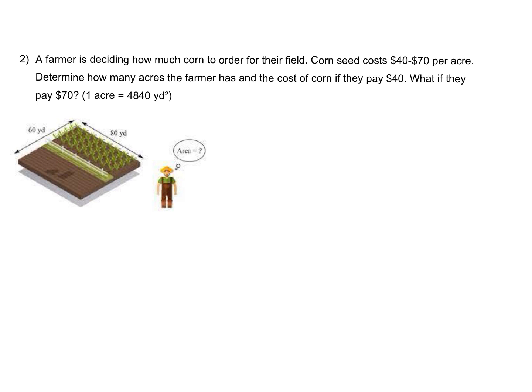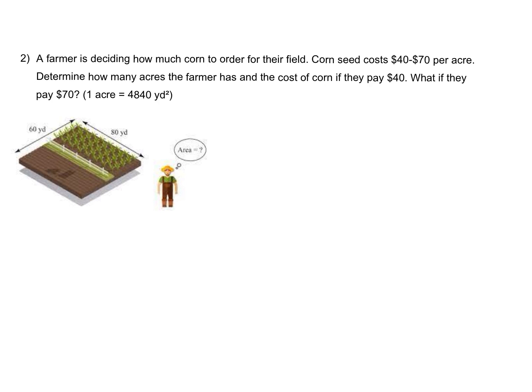So in our picture, the farmer has a field that is 80 yards by 60 yards. So we're going to find the area of our rectangle. So we're going to do 80 times 60, which is going to give us 4,800 yards squared. So that's how much area they have. So now we need to convert this area in square yards to acres because our price is based on acres.